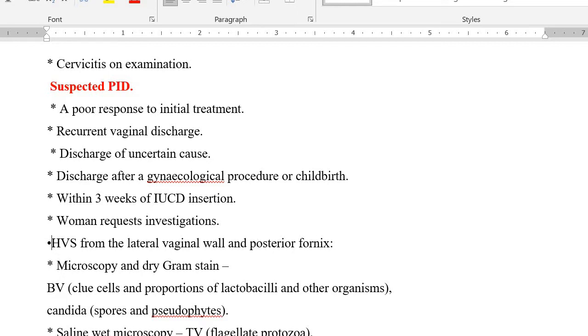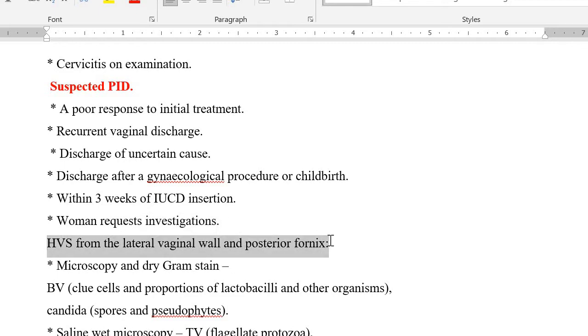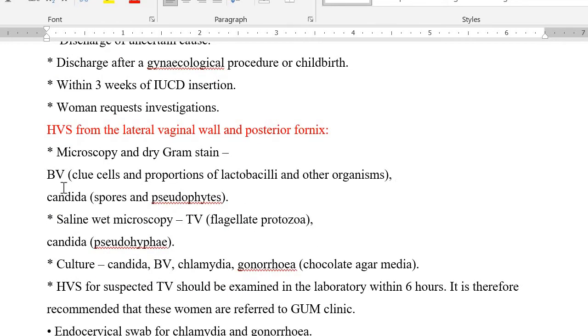Okay, the high swab we are taking from there, and now there is a place for the low swab also. That is one thing. Then you have taken the fluid, you are going to do the microscopy, and you can do the Gram staining. In bacterial vaginosis we are going to see the clue cells. These clue cells are epithelial cells laden with bacterial cells, so we call them clue cells. Then we can see the proportions of lactobacilli and other organisms. In Candida, you are going to see the spores and pseudohyphae.